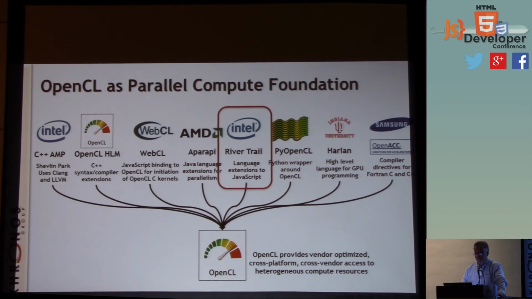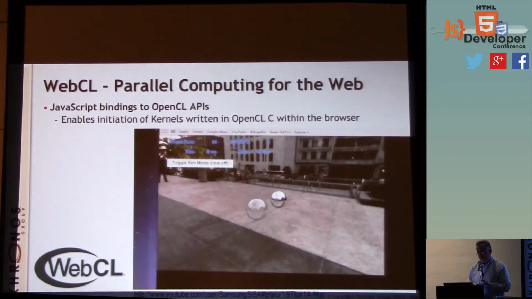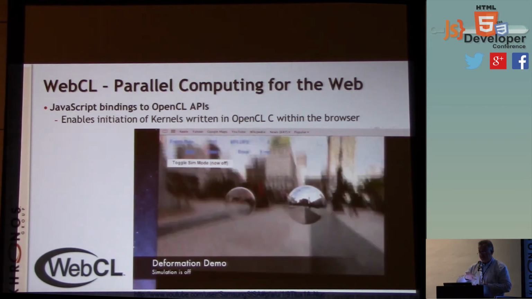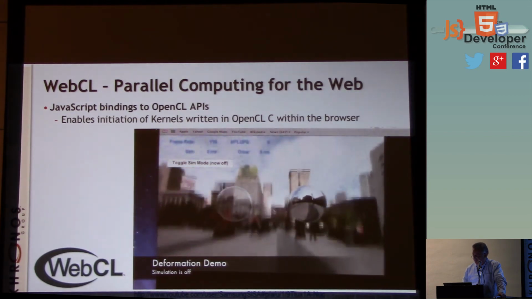But there are a couple that are relevant to the web community. Intel has a project called Rivertrail, which is JavaScript language extensions, and that compiles down into OpenCL for execution. And then the Khronos standard WebCL, which is a JavaScript binding to the two APIs in the OpenCL framework. So WebCL enables the JavaScript programmer to write C kernels and then dispatch them onto available compute resources through a JavaScript API.